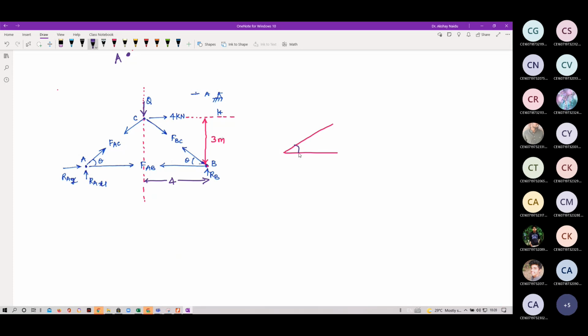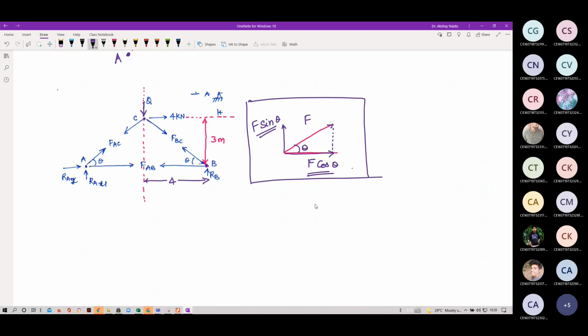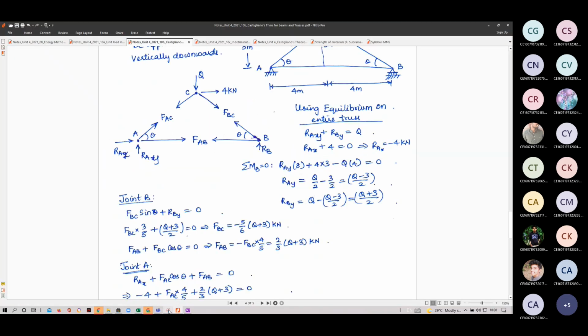So if this is theta and this is our force F, the component of force in this direction adjacent to theta will be F cos theta. And the component of force in the perpendicular direction, this is theta, so this may be 90 minus theta. In that direction, this will be F sin theta. Okay, basic engineering mechanics.